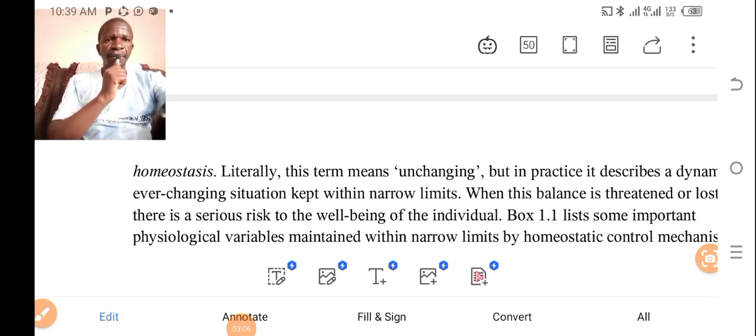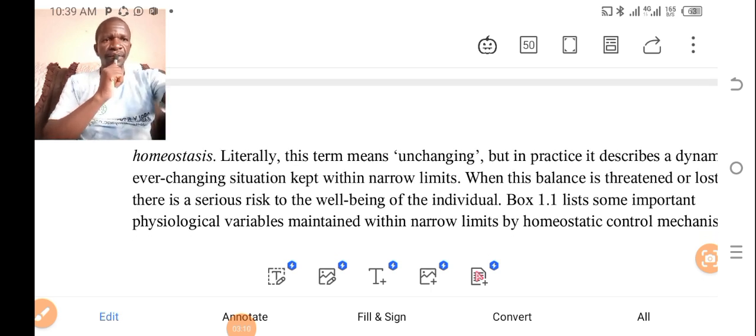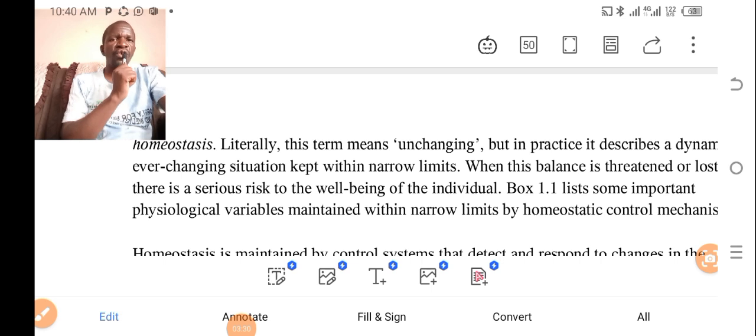So literally the term homeostasis means unchanging, but in practice it describes a dynamic, ever-changing situation kept within narrow limits. This is what I was saying when I said the variables of temperature, blood pressure, glucose, pH, and other conditions are kept within narrowly controlled limits, within normal parameters by homeostasis.